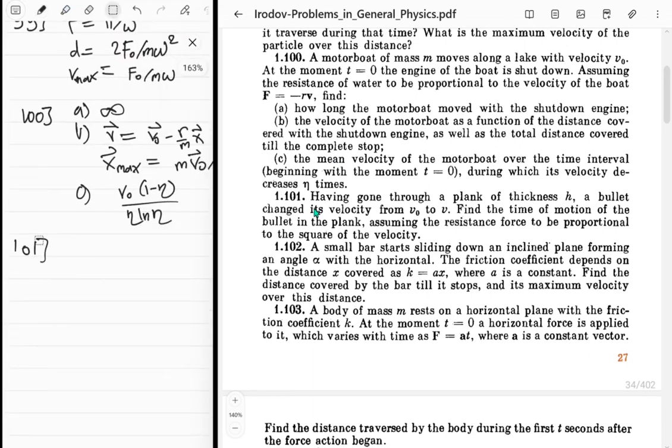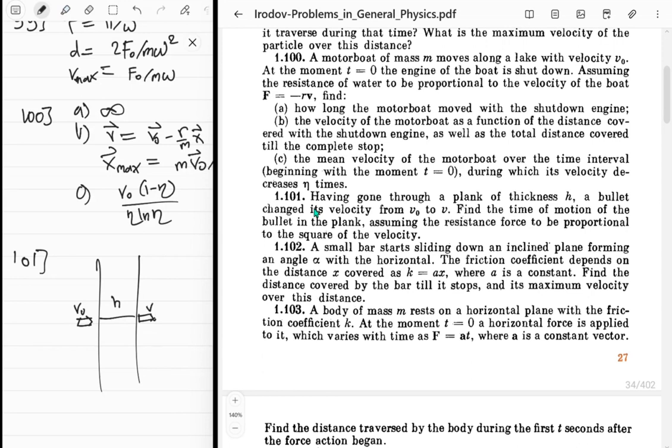So what is it? Having gone through a plank of thickness h, a bullet changes velocity from v0 to v. So this is a bullet. Initially it's v0, and then having gone through it, it changed to v.